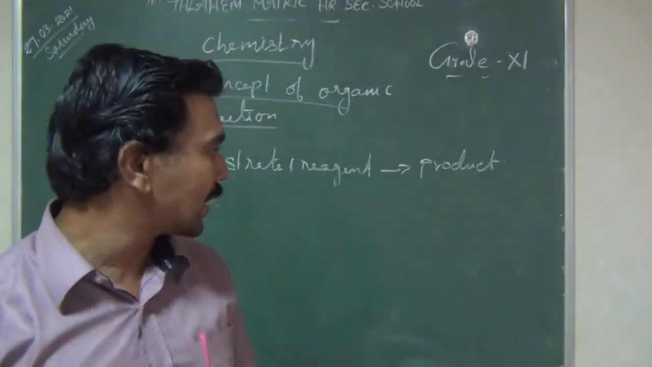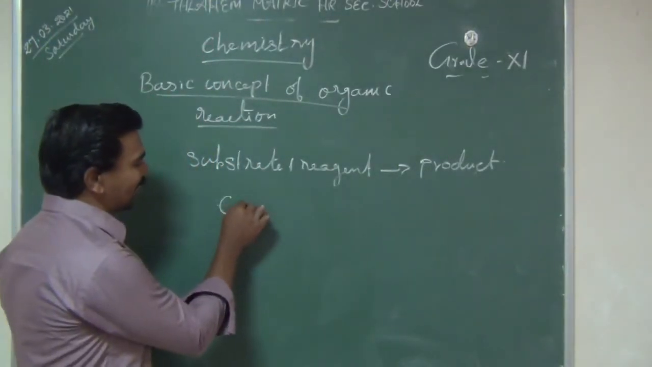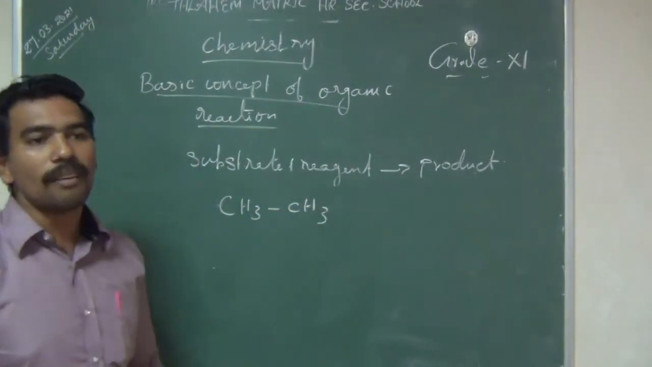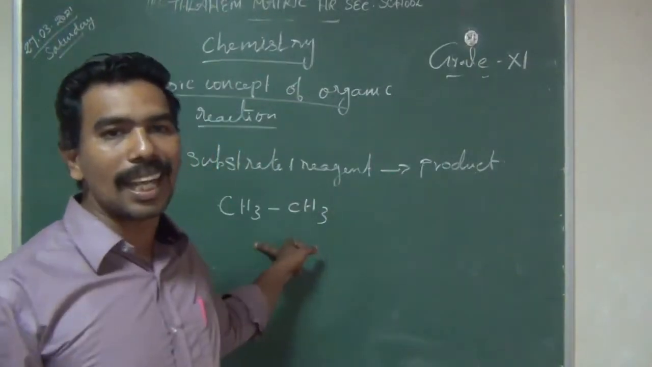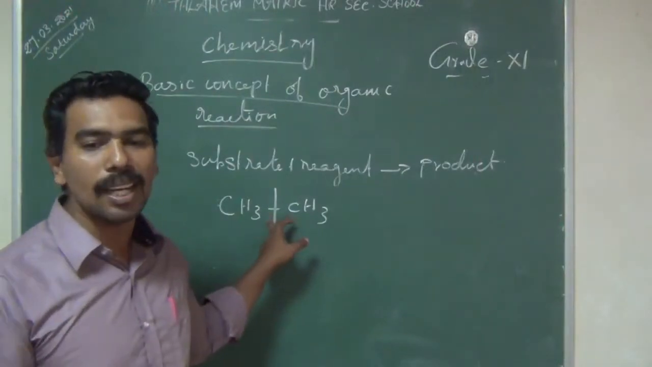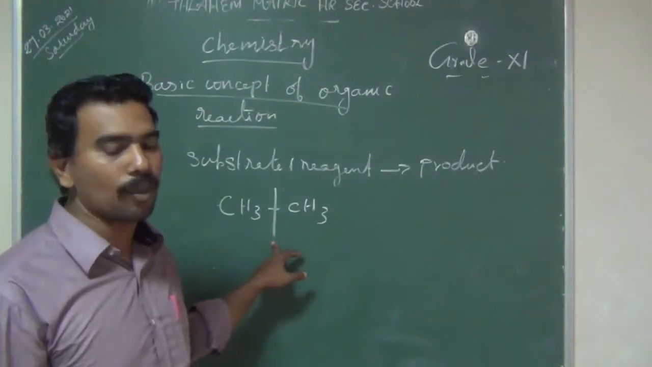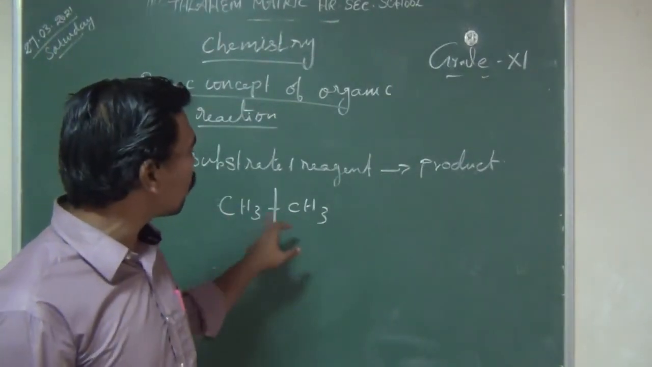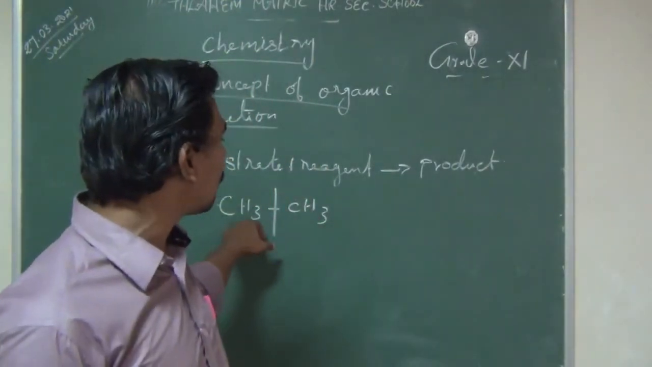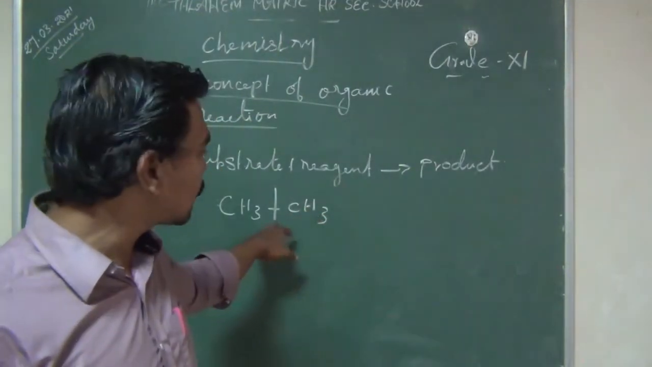Listen to the first example, a homolytic cleavage. Consider the ethane molecule. When it cleaves symmetrically, it breaks the bond. This is the carbon-carbon bond, the mutually shared electrons. This is a covalent bond. It is cleaved, it is broken. When it breaks, on both sides the methyl group is present. On both sides there is one carbon and three hydrogens. This is the symmetrical cleavage.